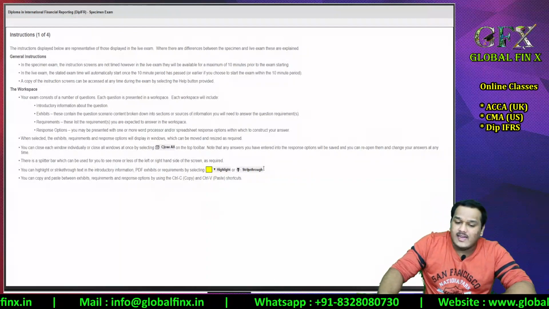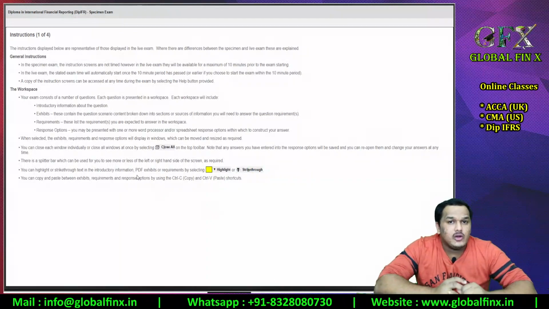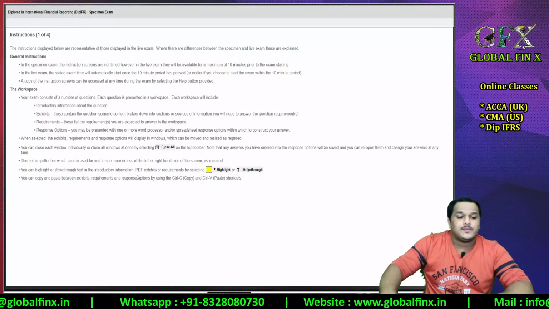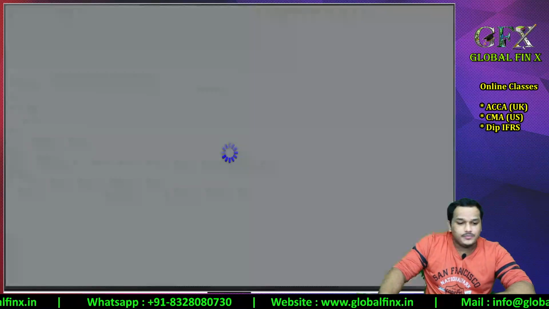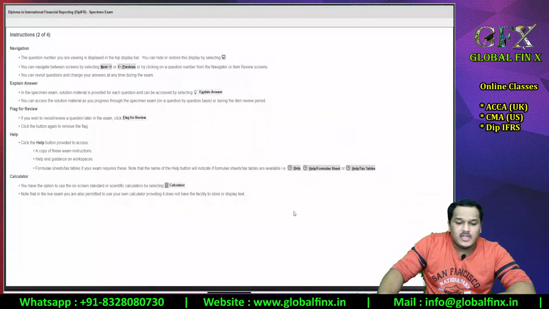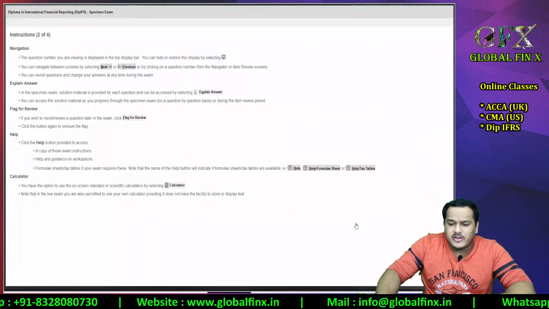Then you have your highlighter. You will have a strike through option just in case you need it. Control C, Control V will work as usual. Copy paste will work as usual without any problems. You'll have a formula sheet if required, but I don't think for Diploma in IFRS you'll have any formula sheet requirement.